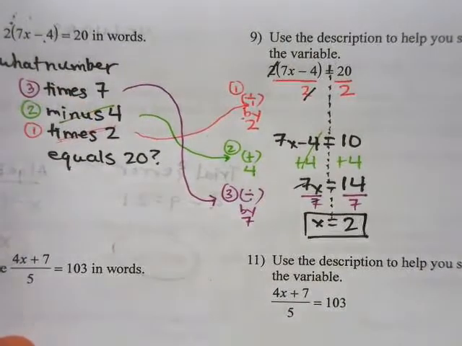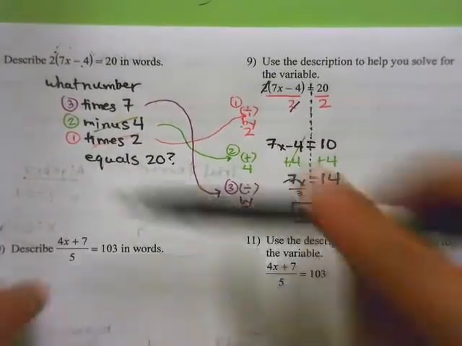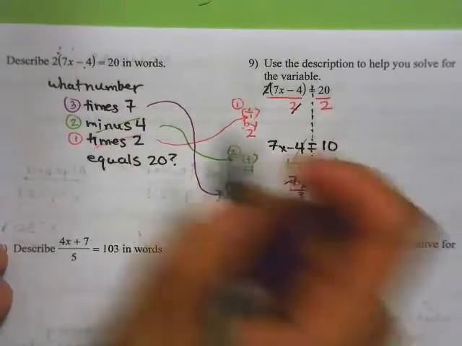So again, you use the descriptions to help you see what you have to do first. You're going to have to go backwards.